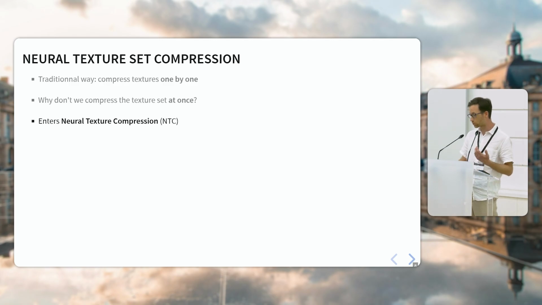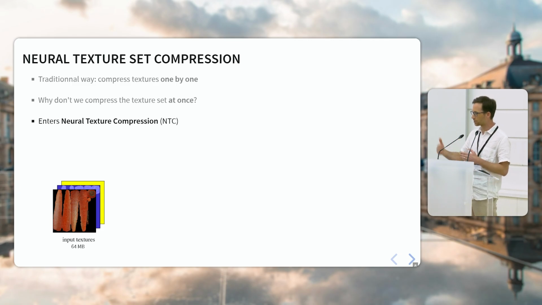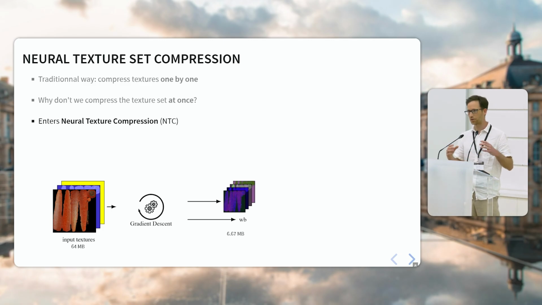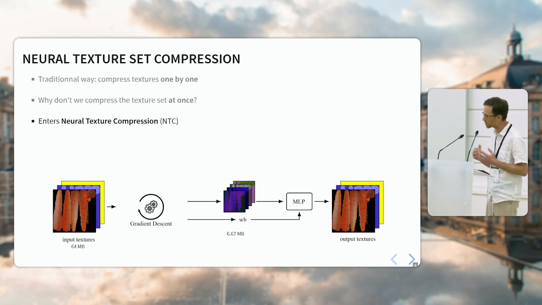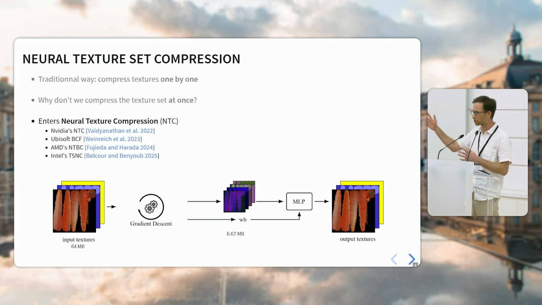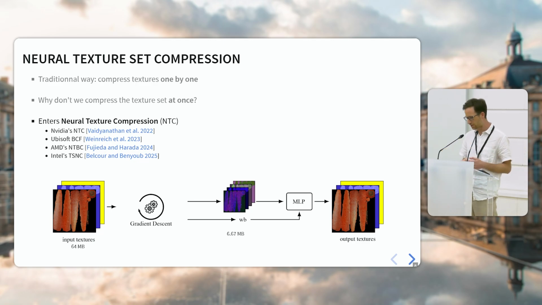The way it works is the following: you take your texture set, which is a set of different textures for different parameters, and you use a gradient descent algorithm to optimize both a small set of textures, called the latent textures, and a set of weights and biases that are used by a multilayer perceptron to decode the latent images into the target textures. And this structure is the bare bone of all the neural texture compression methods that exist today, from NVIDIA NTC to Ubisoft BCF, AMD TBC, or Intel TSMC.